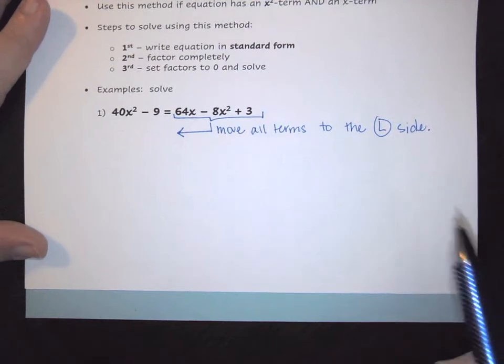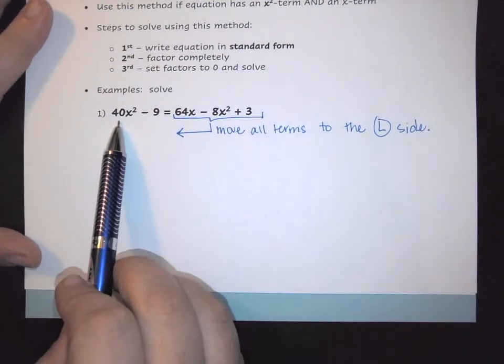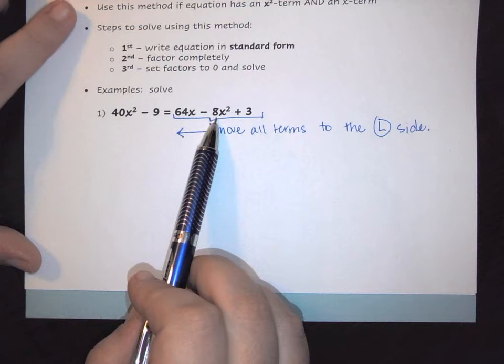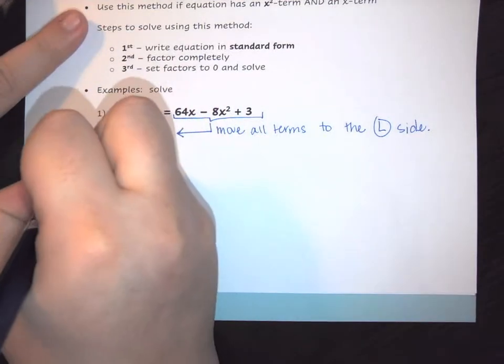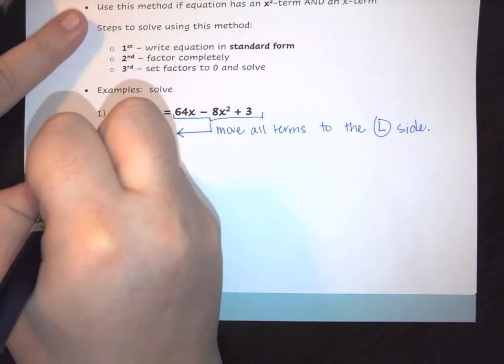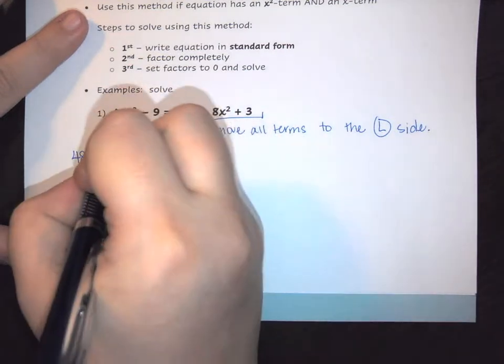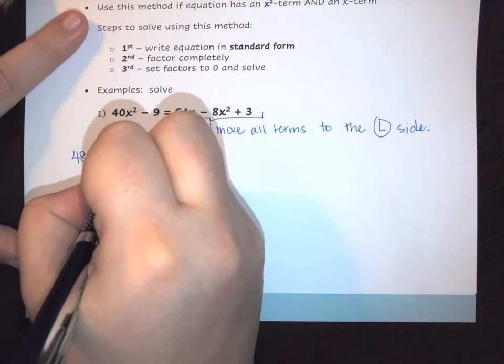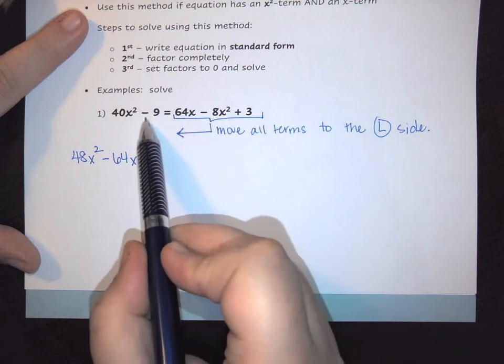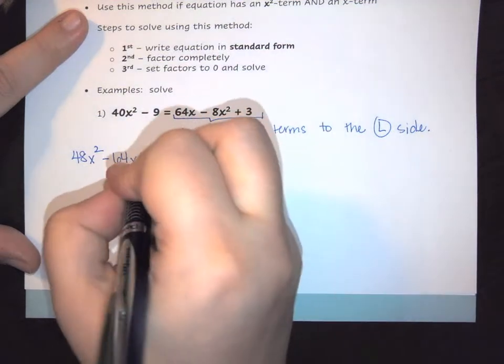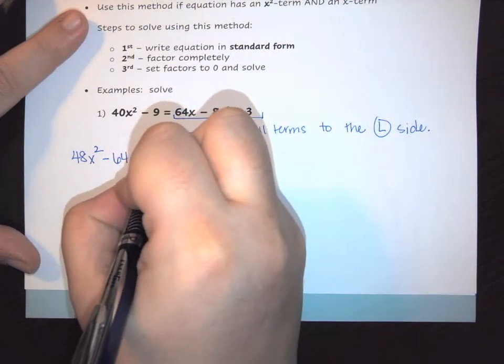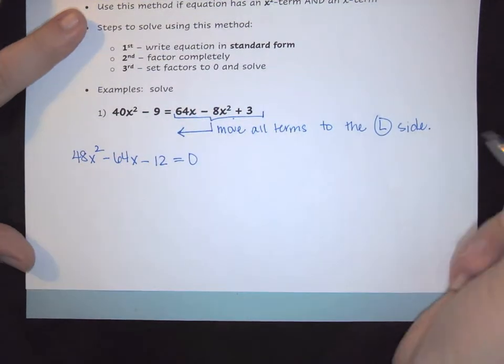In this case I have 40x squared. I'm going to add 8x squared to it, which turns this into 48x squared. My 64x is positive, so I'm going to have minus 64x. And then I have negative 9 minus 3, so this is a minus 12 equals 0.